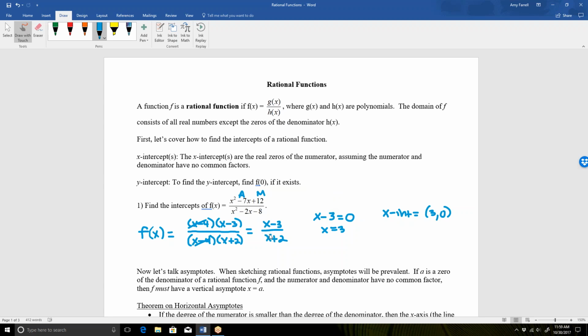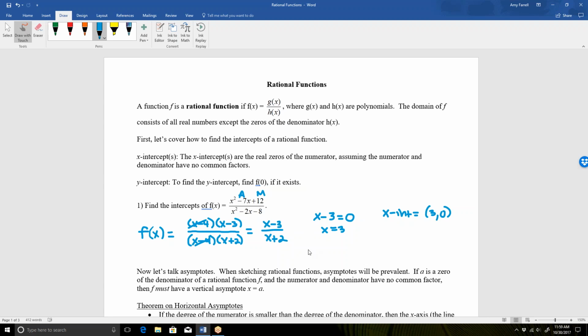Now I just want to point out that we've discussed that to find the x-intercepts, we want to let f of x equal 0. And I just completely ignored the denominator. This is because if this rational expression is going to be 0, it's going to happen when the numerator equals 0. That's how we're going to make this rational expression be 0.